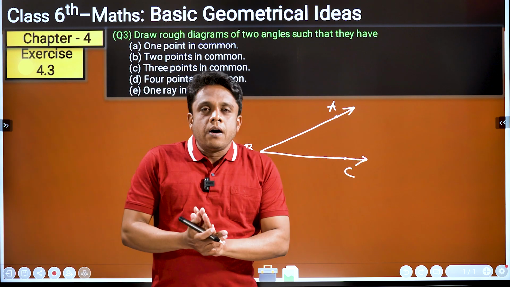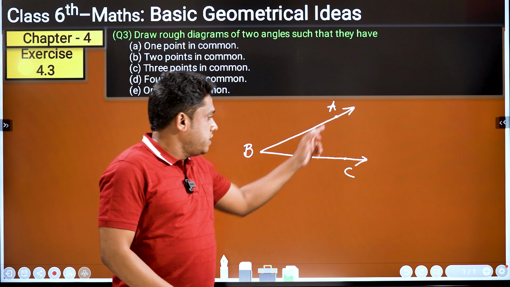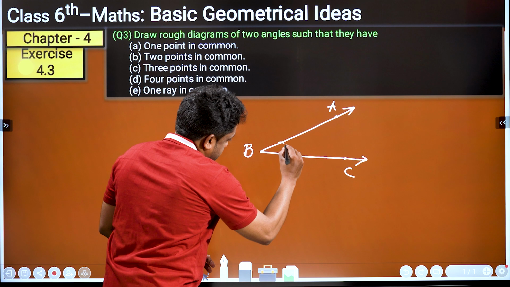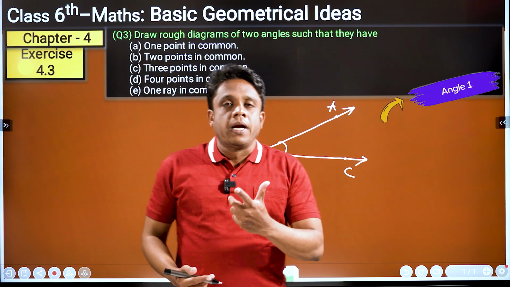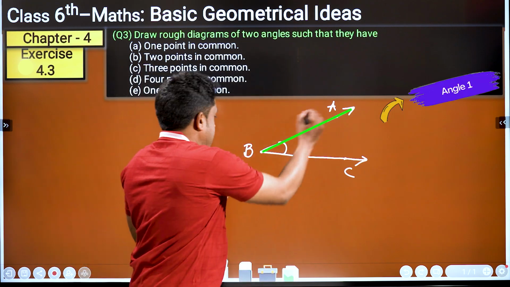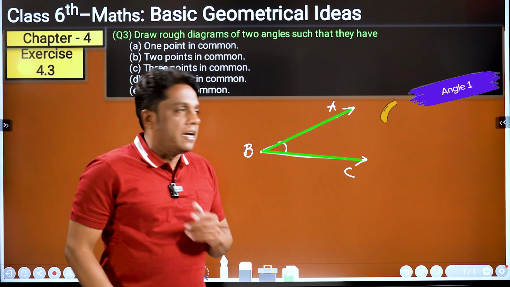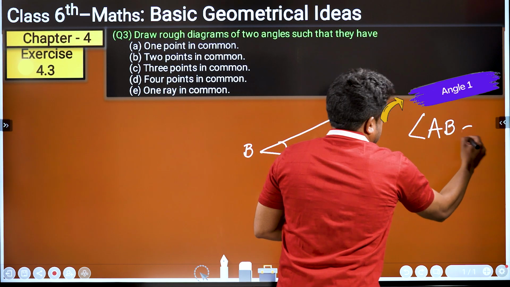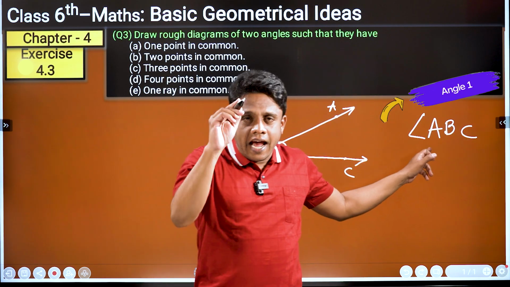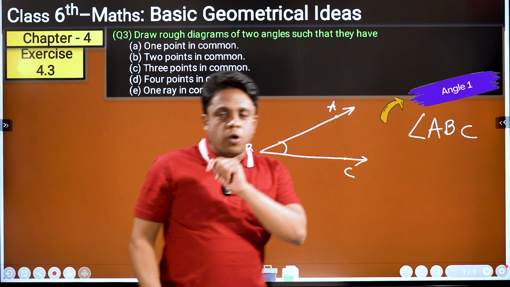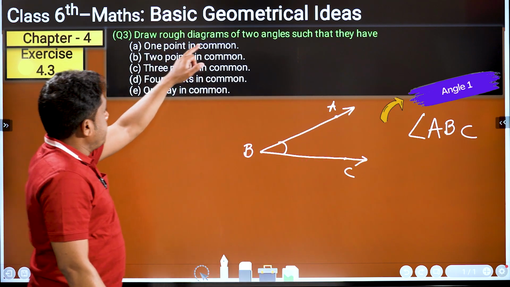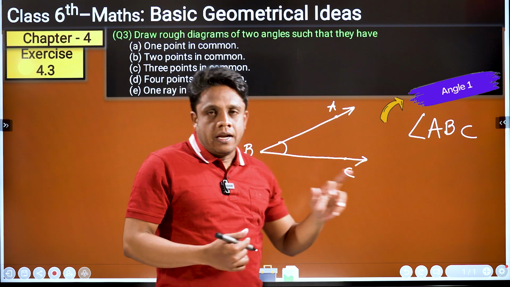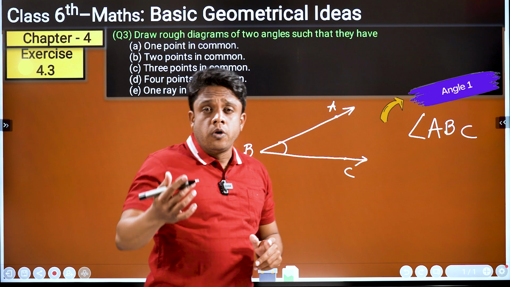Now, how do you form an angle? Using these two rays, we can form an angle. If you write like this, it will become your angle. So the angle name is ABC. Can I write like this? Angle ABC. This symbol indicates angle. Angle ABC, so this is one angle. We should draw rough diagrams of two angles. Now I have drawn one angle, and now I'm going to draw another angle.